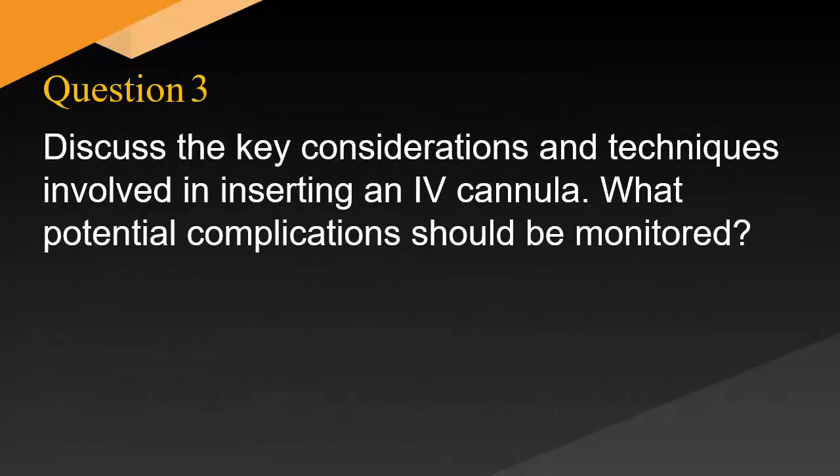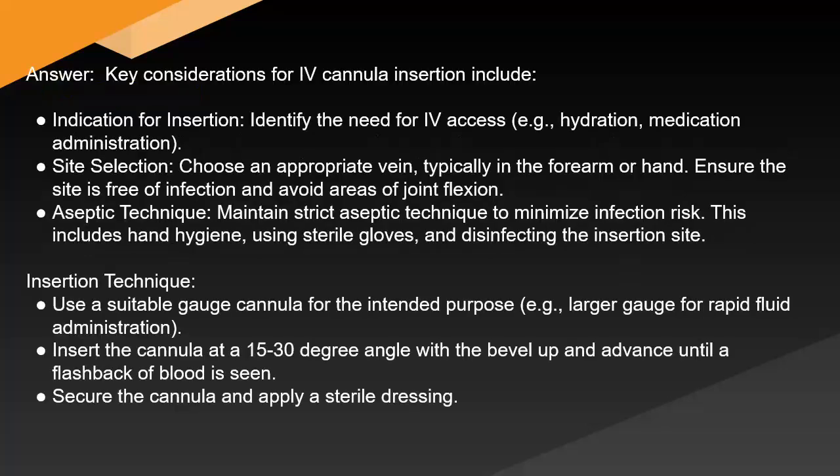Discuss the key considerations and techniques involved in inserting an IV cannula. What potential complications should be monitored? Answer: key considerations for IV cannula insertion include indication for insertion: identify the need for IV access, e.g., hydration, medication administration. Site selection: choose an appropriate vein, typically in the forearm or hand. Ensure the site is free of infection and avoid areas of joint flexion.